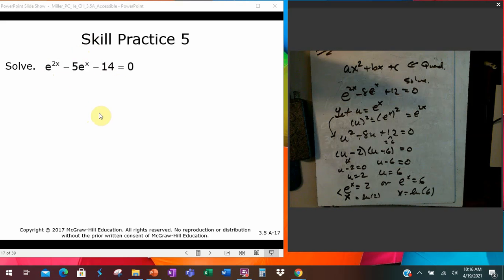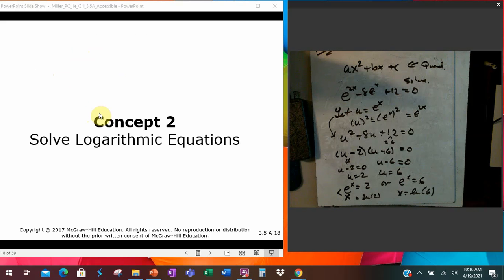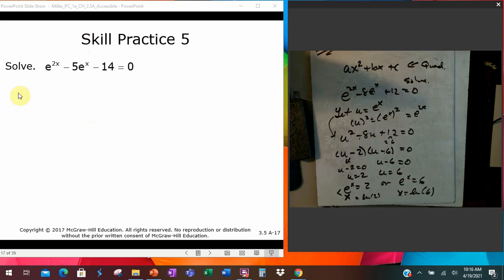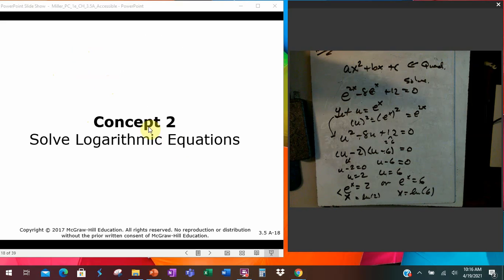Same thing here. I'm going to let you work this on your own. Try to get this, ask me in class. Solving logarithmic equations.